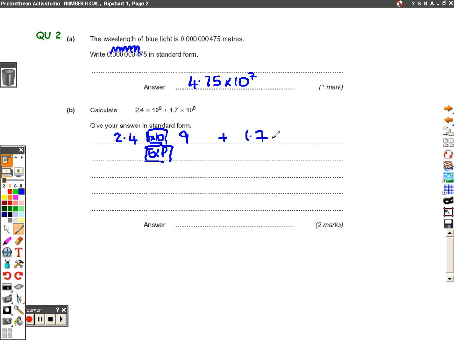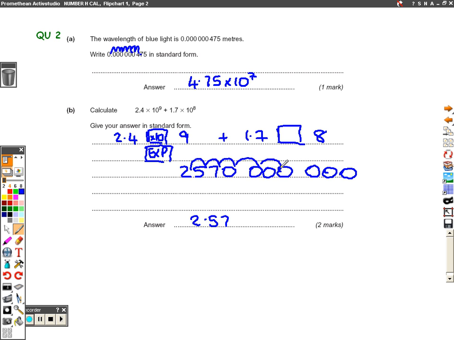Add 1.7, whatever button it is that you want to use or that you need to use. It's not multiply by 10 to the power of. Use your power button or use your standard form button, and then 8. Not to the power of 8, just 8. Hit your equals button. It gives you an answer of, okay, that's not standard form. Always give the answer back in standard form, so 2.57, and literally count how many hops you have to do to get back to the end of the number, which is 1, 2, 3, 4, 5, 6, 7, 8, 9. So you're literally jumping over each digit. So 2.57 times 10 to the power of 9.